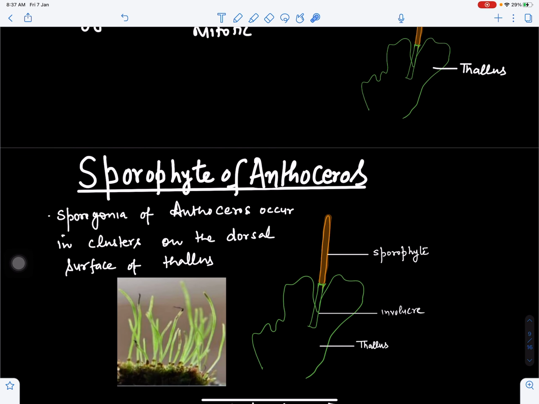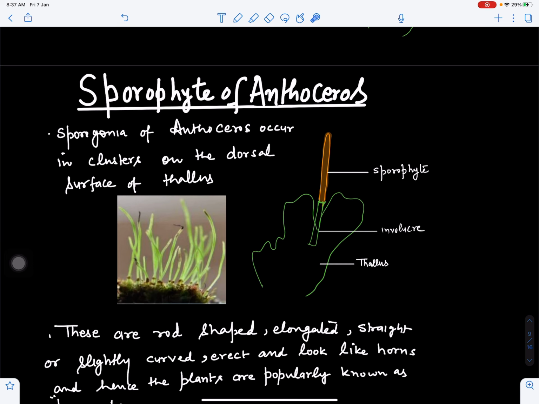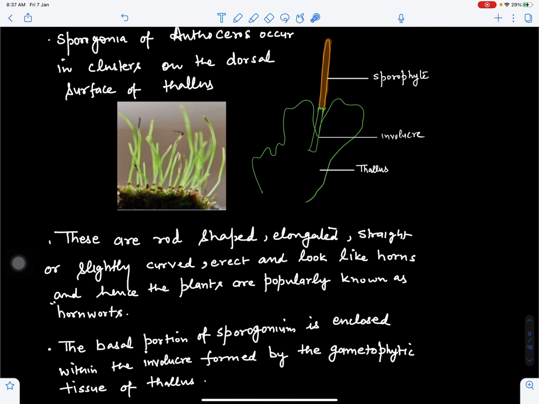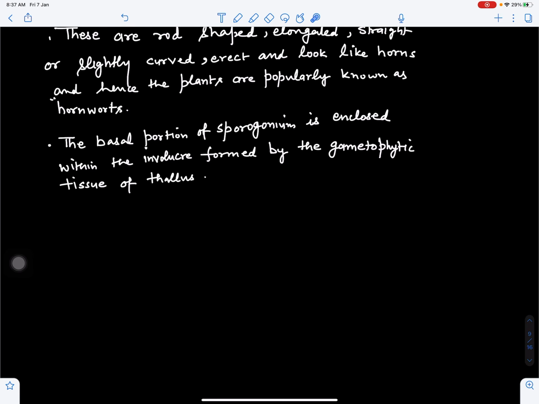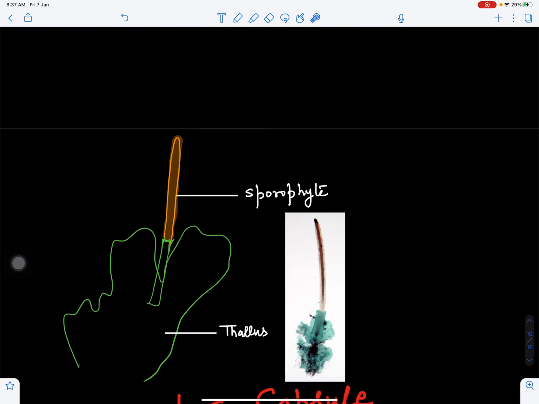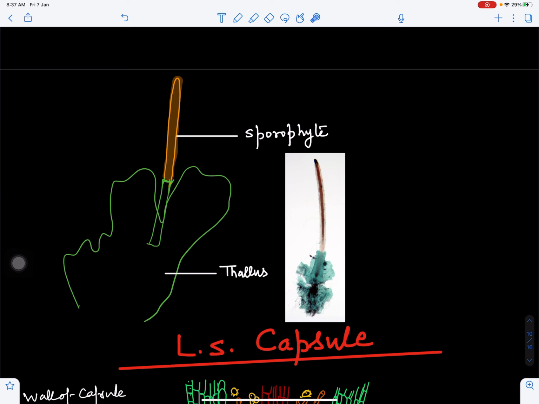Sporogonia are present in clusters on the dorsal surface of the thallus. And what is their internal structure? Because they are rod-shaped, elongated, straight or slightly curved, erect, and look like horns. That's why they are called hornworts. And the basal portion of the sporogonium is enclosed by the involucre, which comes from the gametophytic thallus or gametophytic part. So in the next video, we'll discuss the internal structure of the sporophyte, or the anatomy of the sporophyte.